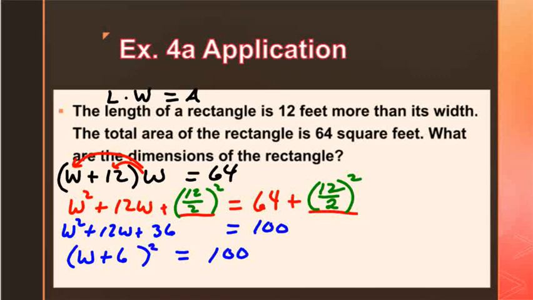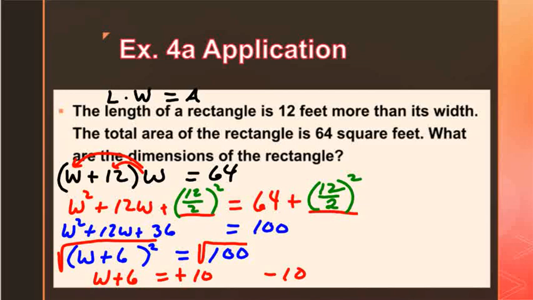So now, to undo a square, I find the square roots of both sides. And now I have w plus 6 equals a positive 10 and a negative 10. Now to solve for this, I need to subtract 6 on both sides. That gives me an answer. The width, remember, can only give me a positive answer. So 10 minus 6 gives me 4. So I know the width has to be 4. It cannot be a negative 16. So I know that's not right.